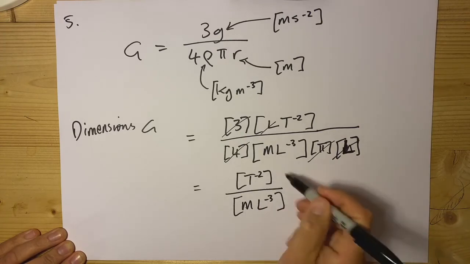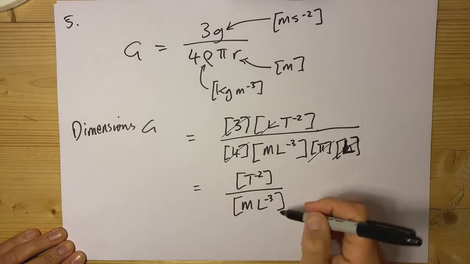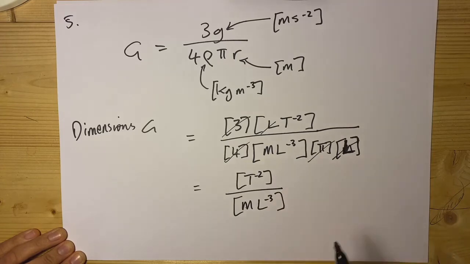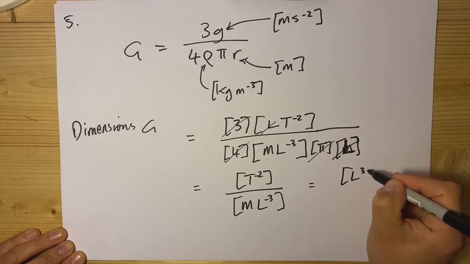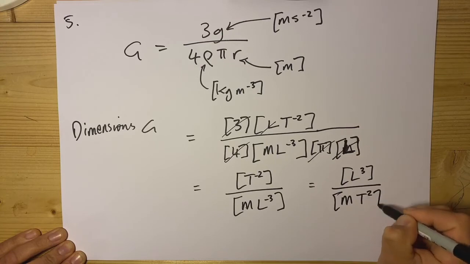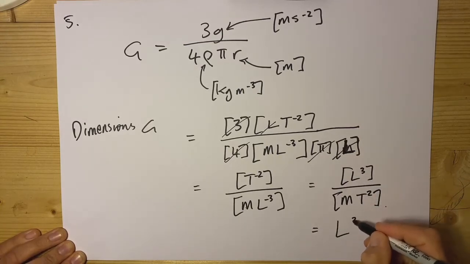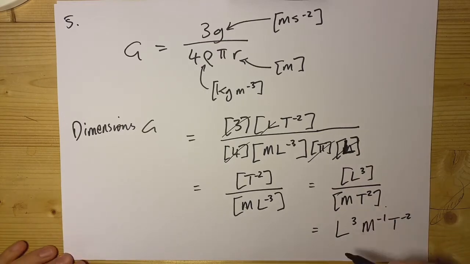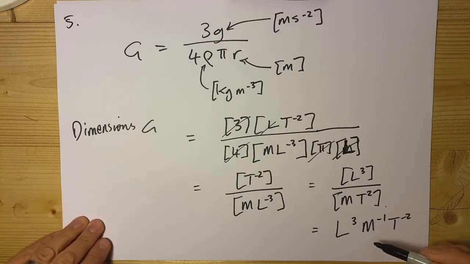Now it's probably neater if we get rid of these negatives by moving this one up here to make that L cubed, and moving this one down here to make it T squared. So exactly equivalent way of writing that would be length cubed per M T squared. So the dimensions of G are length cubed per mass per time squared.